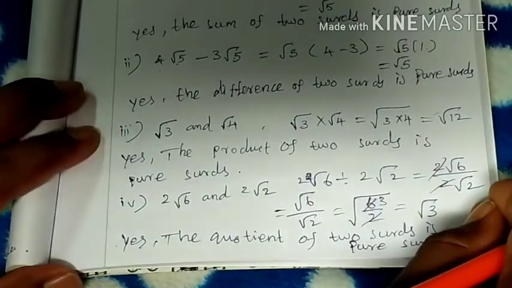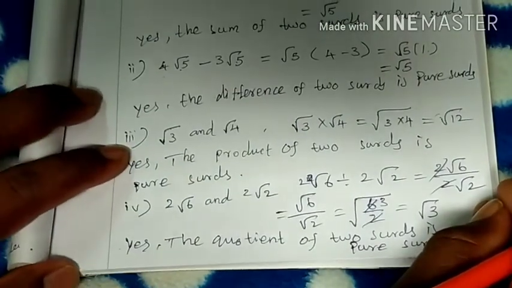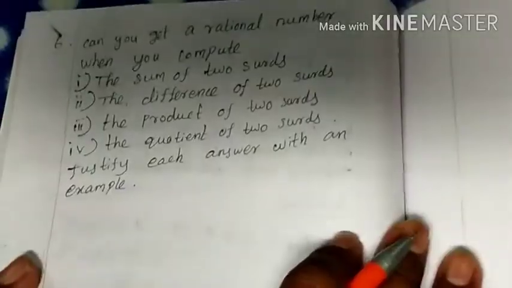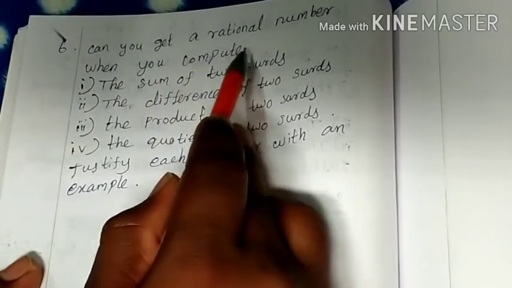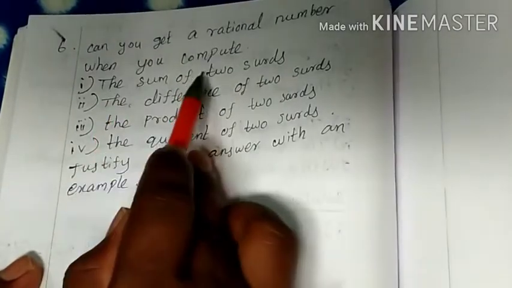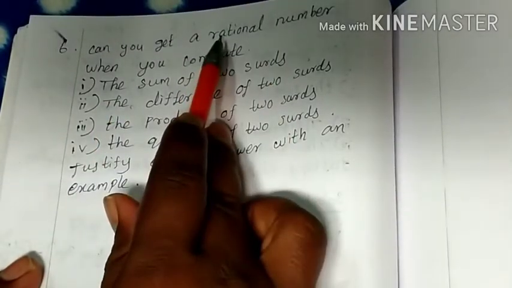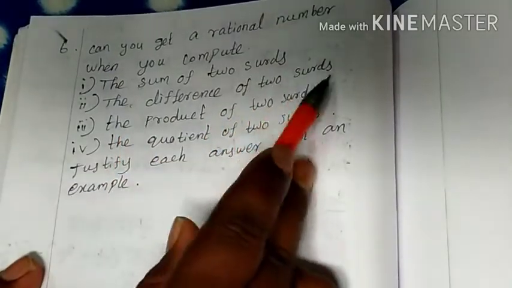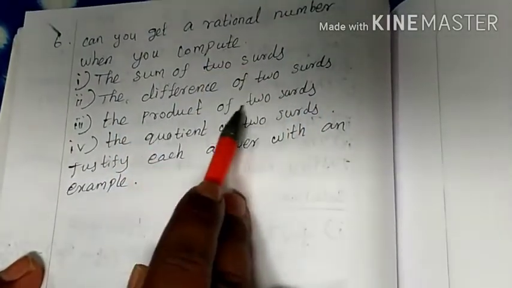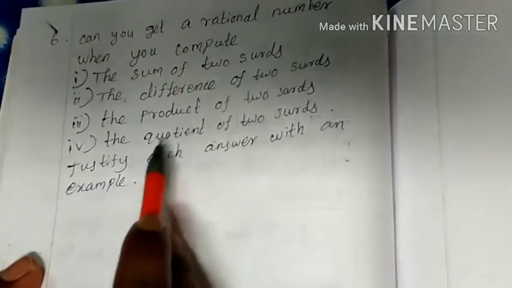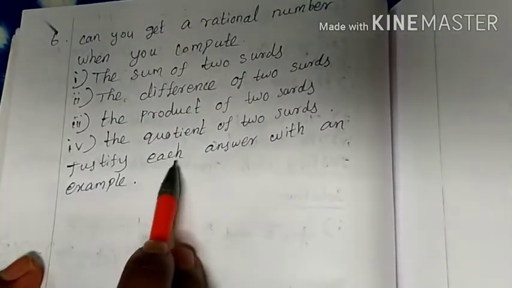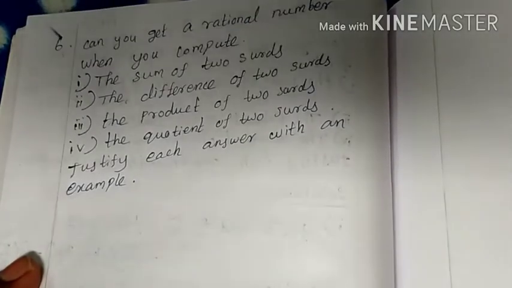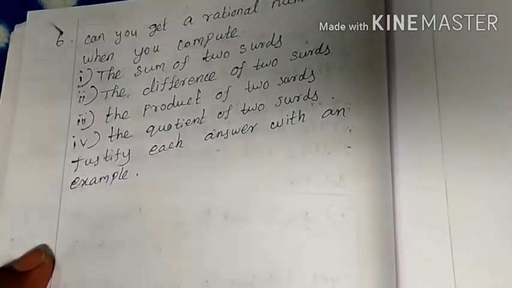We take any example to verify the question. Next question: can you get a rational number when you compute the sum of two surds? The difference of two surds, is it a rational number or not? The product of two surds, is it a rational number or not? The quotient of two surds, is it a rational number or not? Justify each answer with an example.